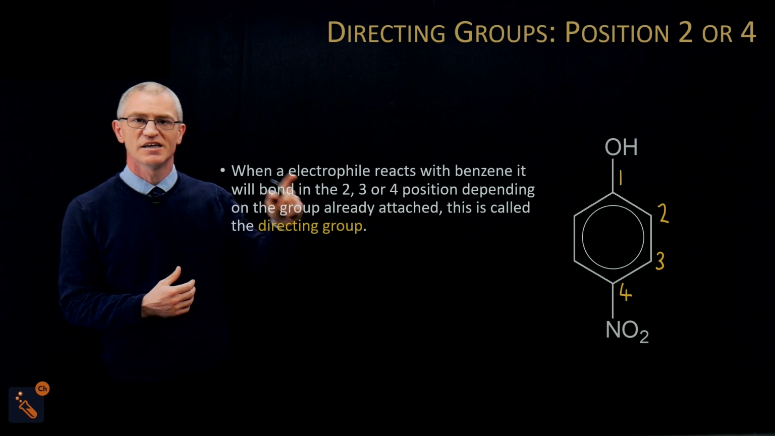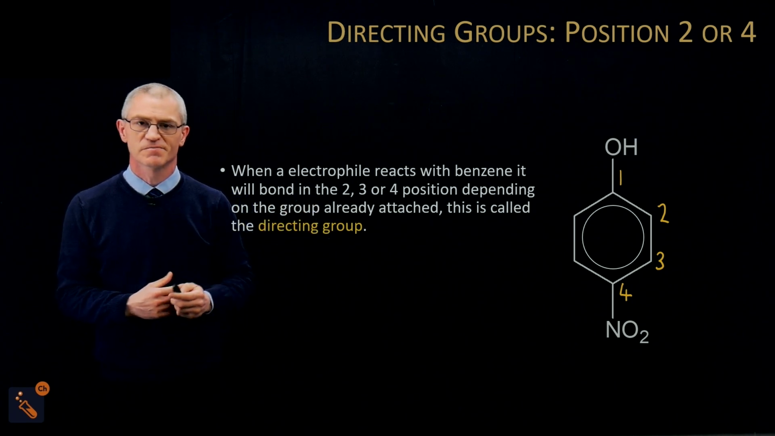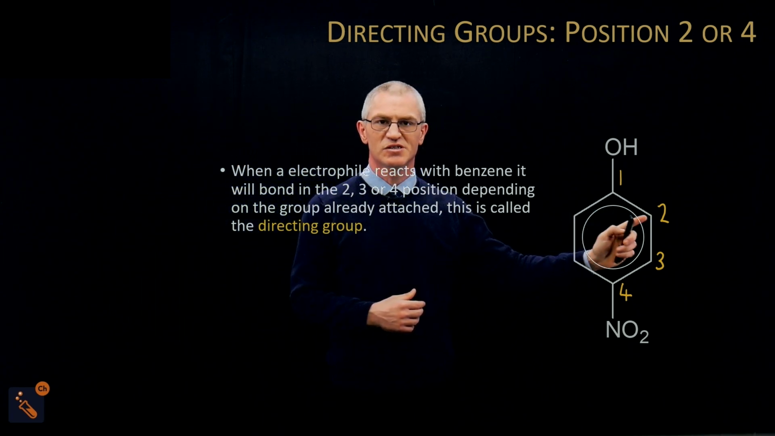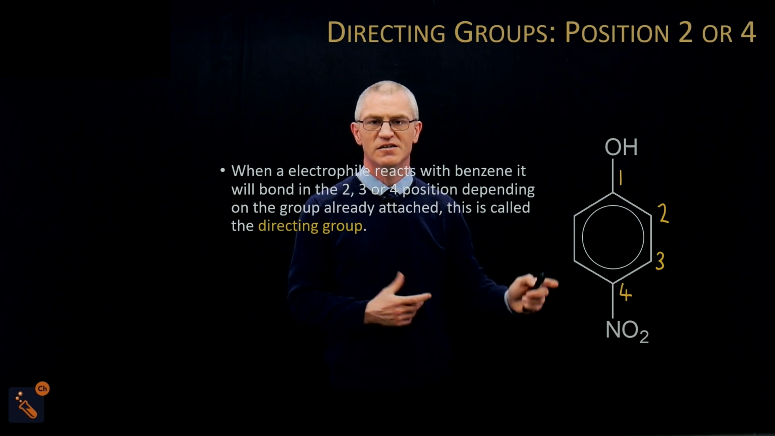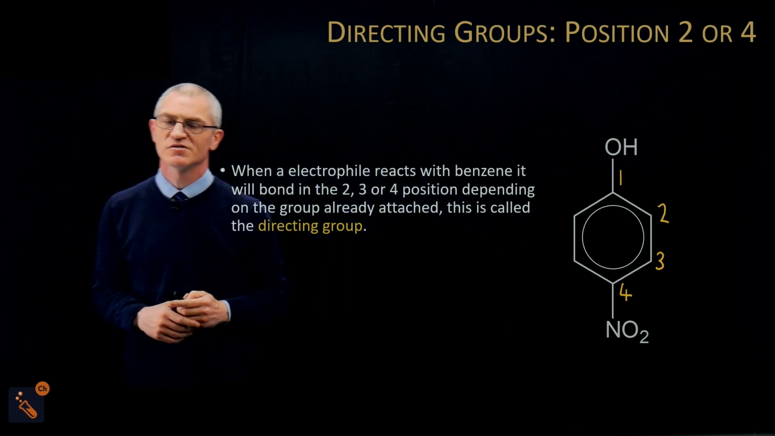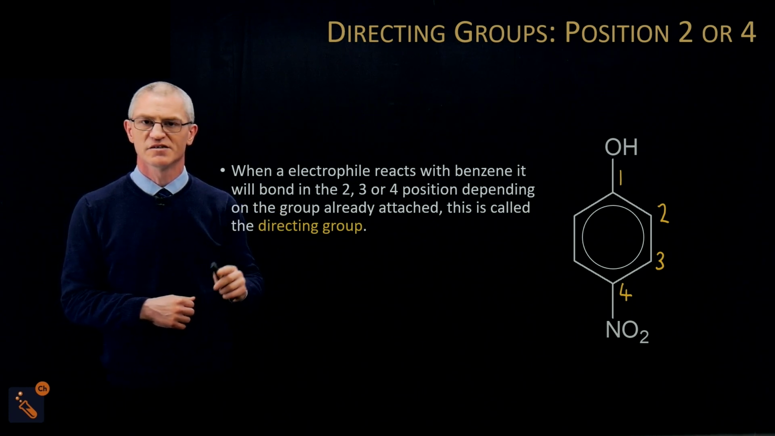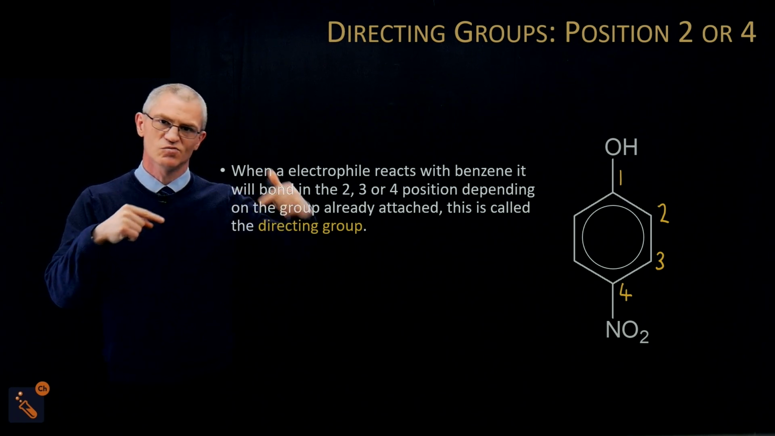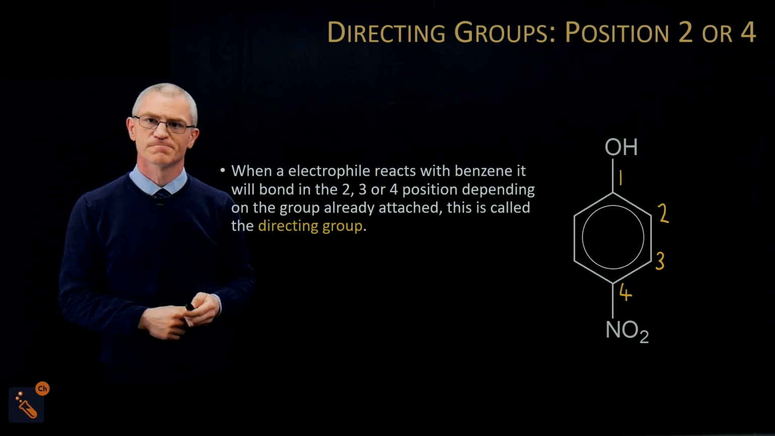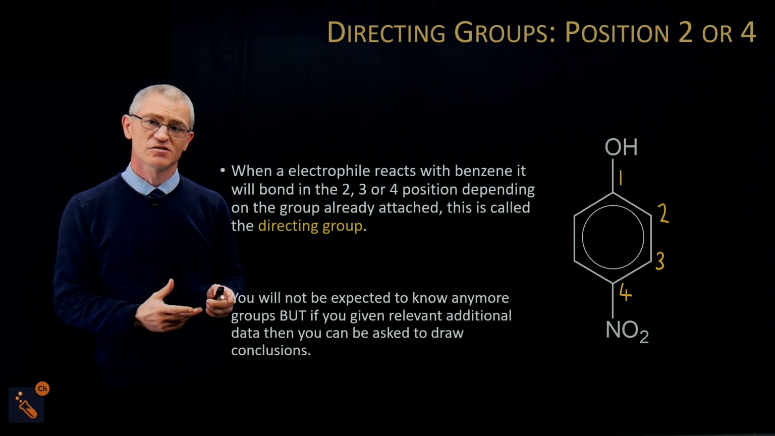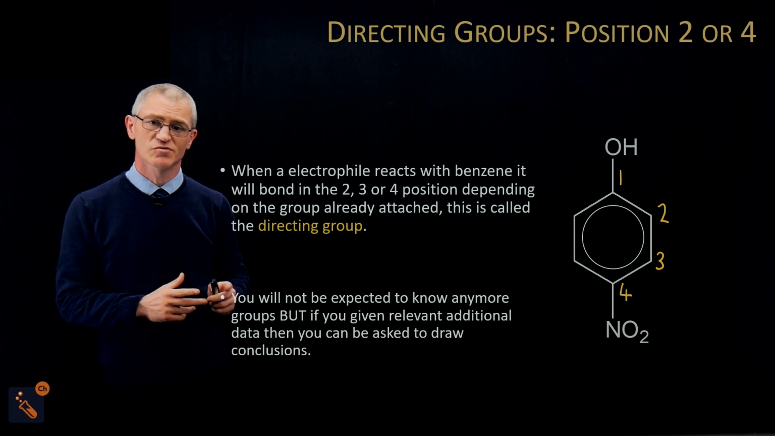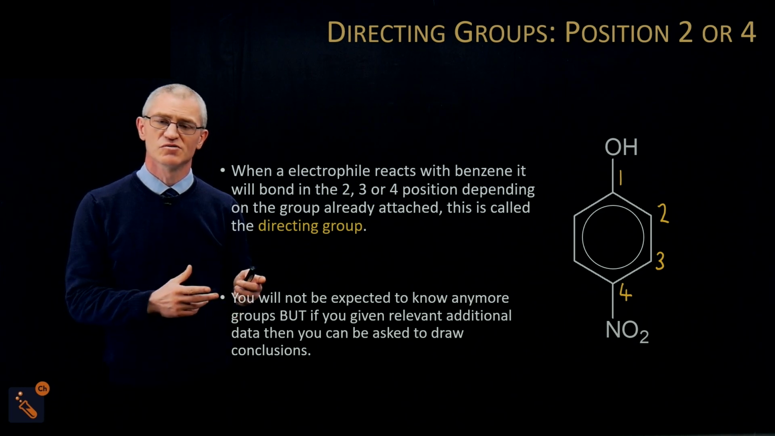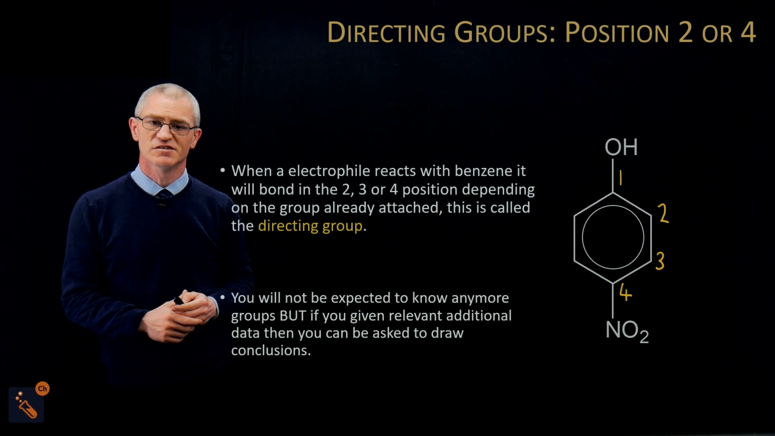So you need to get used to just labeling the 1, 2, 3, 4, 5 and 6 positions in benzene. But remember, the 5 and the 6 are essentially positions 2 and 3 in terms of directing. And that's why when you get bromination of phenol, you get bromination of 2, 4 and 6, because 2 and 6 are essentially 2. They're still 1 away from the OH. Now, the good thing is you will not be expected to know any more groups other than the ones I described to you in the next few slides. But you may be asked to do a directing group question if given certain data, and we'll go through that.